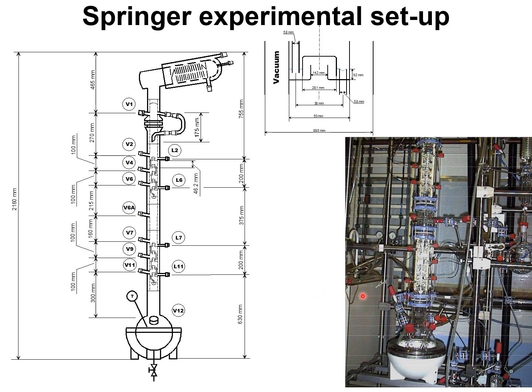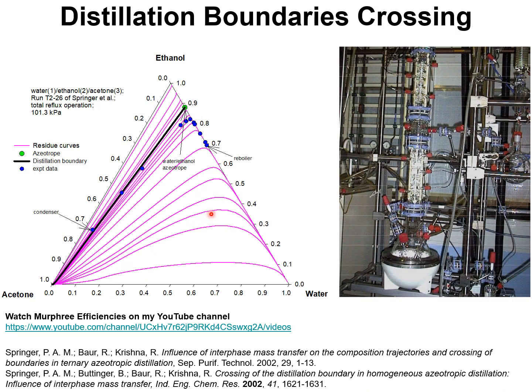This is a photograph of the distillation apparatus. Details will be found in several publications with Springer as the lead author. In my previous presentation, I had analyzed the experiments of Martin-Springer carried out in a distillation column under total reflux conditions for the ternary mixture of water, ethanol, and acetone.